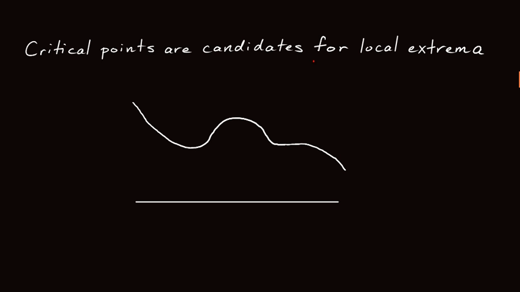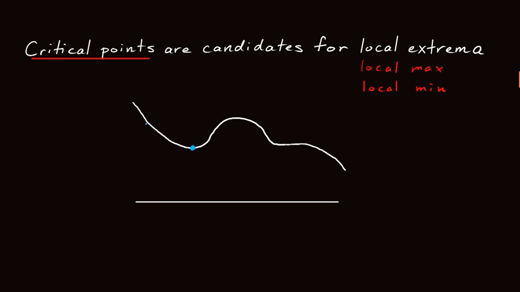Now, critical points are candidates for local extrema. That is, if we're trying to find a local max or a local min, then we should be looking for critical points. That's one thing to look for, and these are going to be candidates. Now, what's not true is that every critical point gives you a local extremum. They're just candidates. It's kind of like, just because people are candidates for a party doesn't mean they're actually going to win the election. We'll have to see.